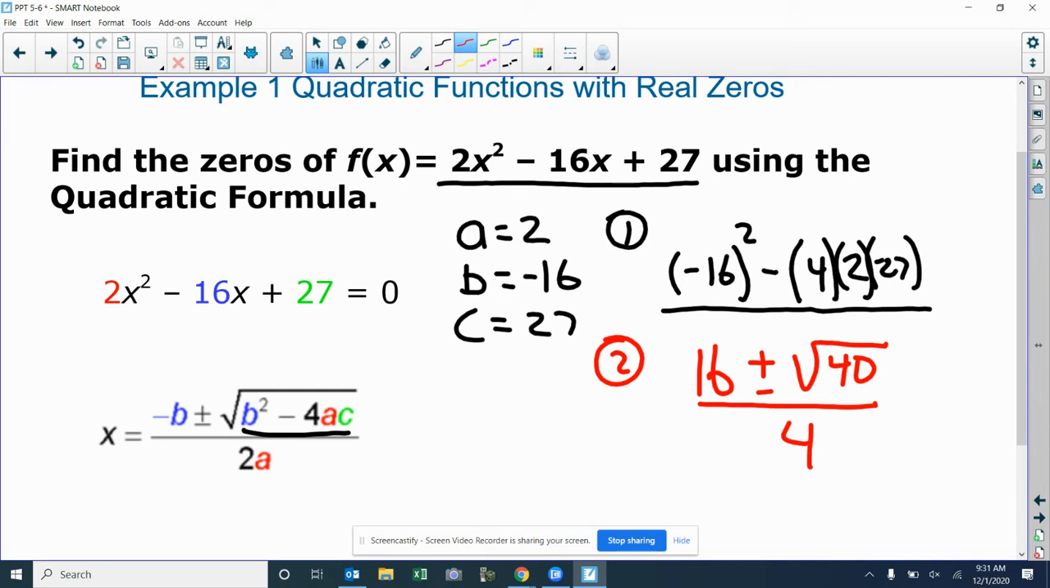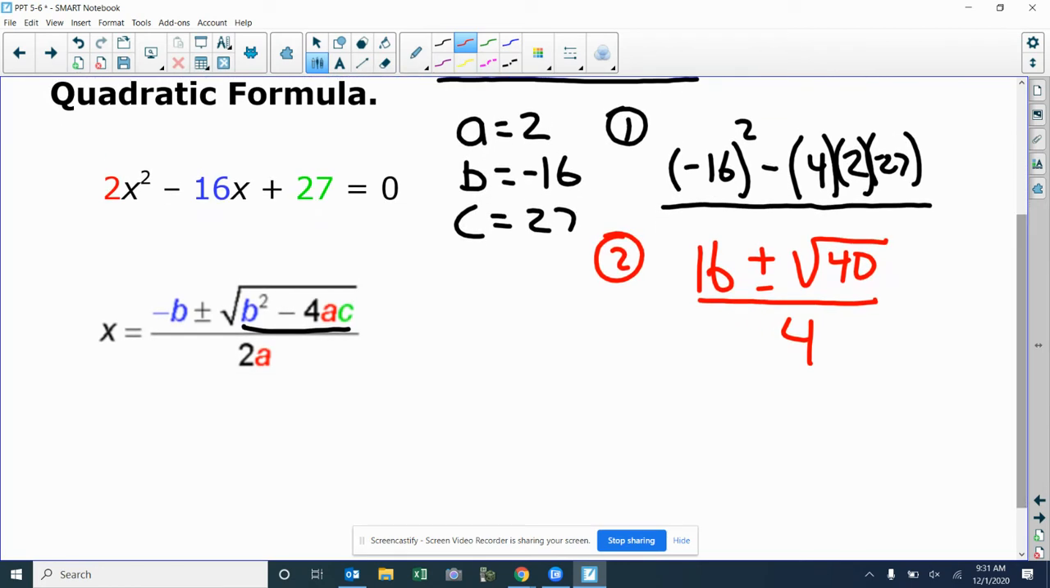I'm ready to simplify. Now, decimals will be wrong, so we do need to simplify square root of 40. We've been simplifying radicals all year, really, haven't we? 40, how about 4 times 10, is that good? 4 is the perfect square, okay? So now we're on a roll, we're just simplifying now. So we're gonna have 16 plus or minus 4 times 40 is gonna be 2 square roots of 10, still over 4. So all I did there was take the square root of 40 and make it 2 square roots of 10. 4 times 10 is 40.